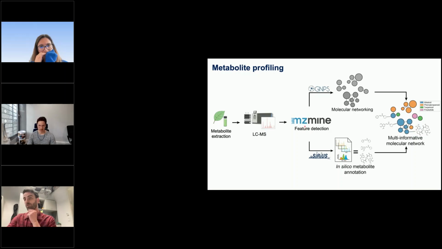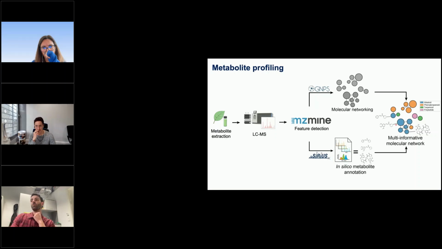So just turning the complex raw spectral data into a list of detected metabolites and their abundances across the different samples. Then we use molecular networking, which is a data analysis technique for metabolomics data that groups together unknown metabolites that supposedly have a similar chemical structure because they have similar fragmentation mass spectra. And then in parallel, we also use machine learning-based tools for the prediction of the chemical structures of these unknown metabolites. So then we can overlay these predictions on top of the network, make it more informative and easier to explore.